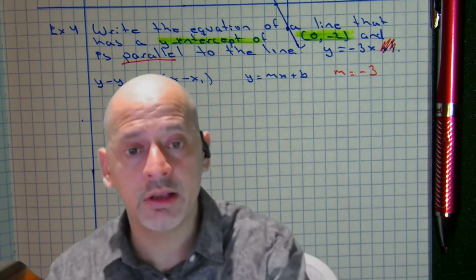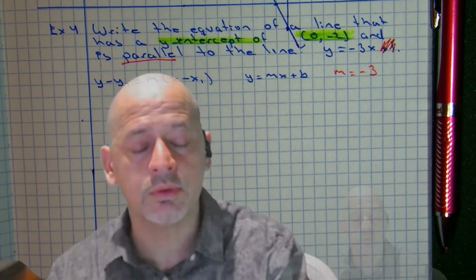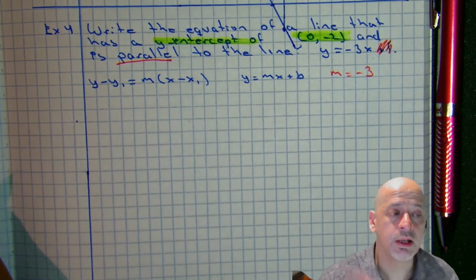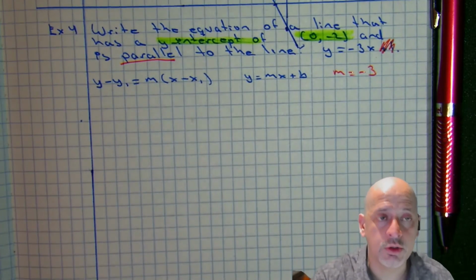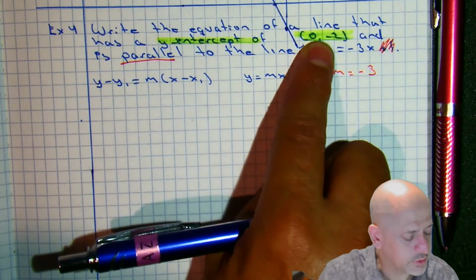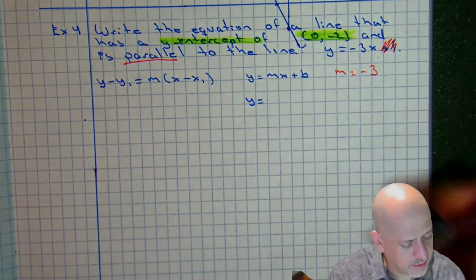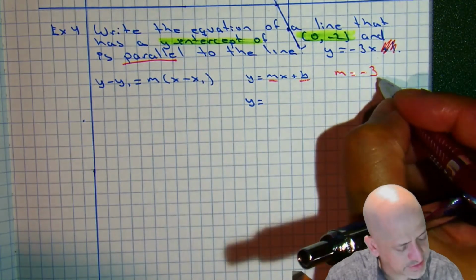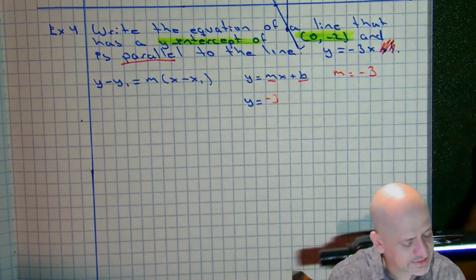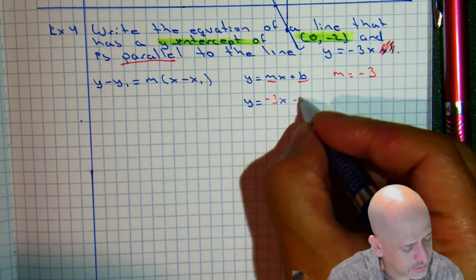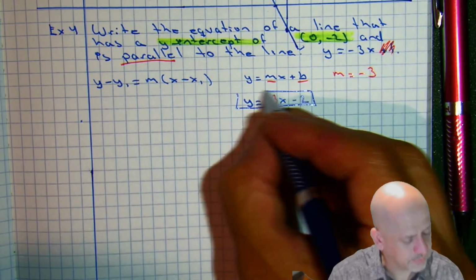It will make your life easier if you can realize that this is the easier equation to use because they give you the y-intercept. So therefore, y equals my slope and my b. My slope is -3x, and my b is -2. And we are done.